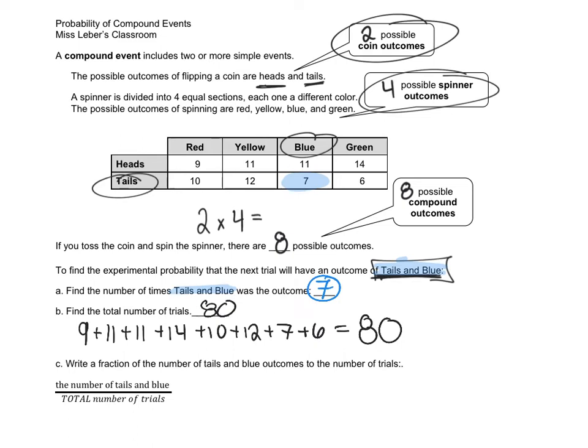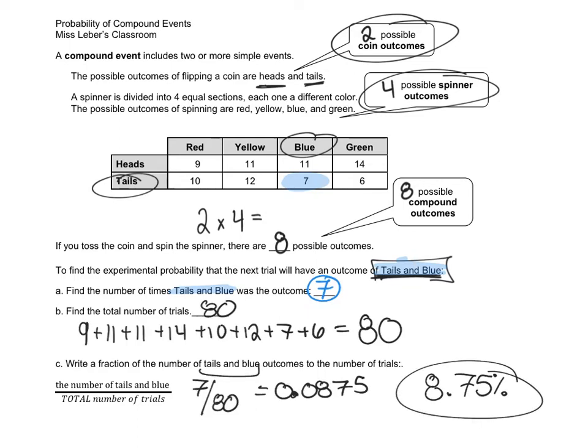So it says write a fraction of the number of tails and blue to the number of trials. Well, the number that were tails and blue was 7. We got that from the chart. And the total number of trials is 80. You cannot simplify that fraction, but again, you can turn it to a decimal. And that's going to be a tiny decimal of 0.0875. And if I wanted it as a percent, move the decimal point 2 places. 8.75%. So that's pretty unlikely, but again, being able to do a fraction, a decimal, and a percent.